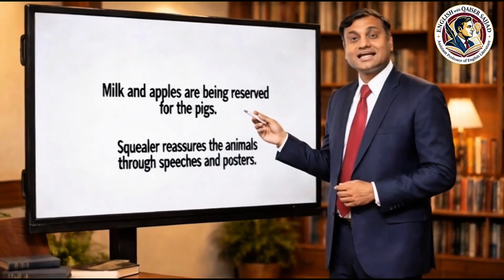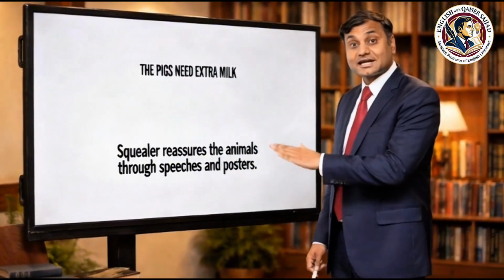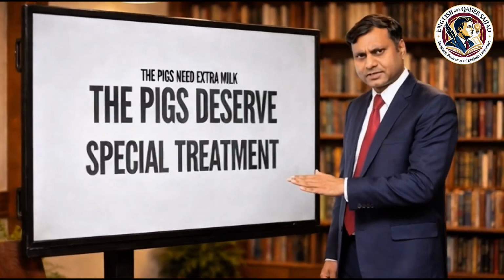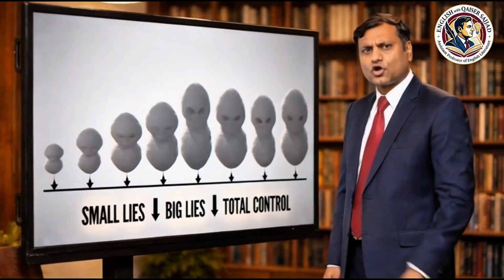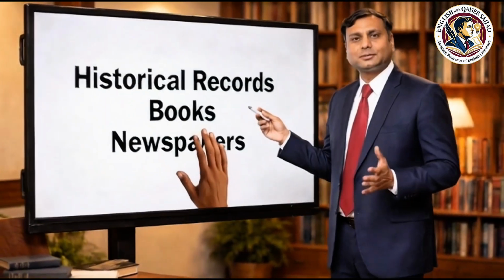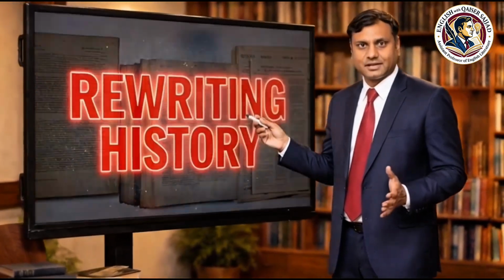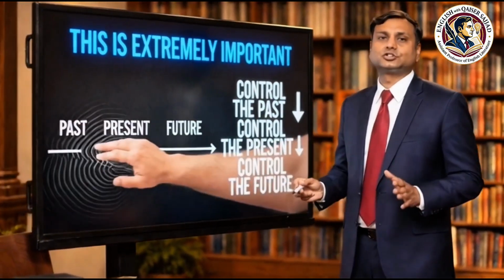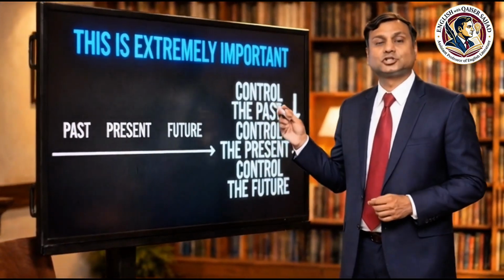At first, the lies seem small. The pigs need extra milk. The pigs need extra apples. The pigs deserve special treatment. Gradually, the lies become larger and larger. Eventually, Squealer begins rewriting history itself. This is extremely important. Totalitarian governments do not merely control the present. They often attempt to control the past.